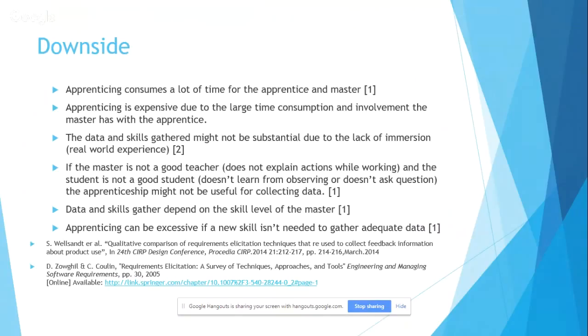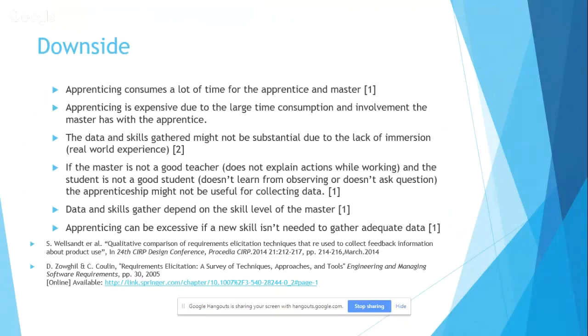Another issue is yourself. If you're not a good student, like I said before, and you have a bad master, well, it's just going to be bad all around, because the master might have issues describing the finer things, things that you might not even know to look for because they're so subtle. And if you're not a good student, and you don't learn by just looking, and you don't ask questions, and you struggle paying attention, maybe apprenticing might not be the best thing.